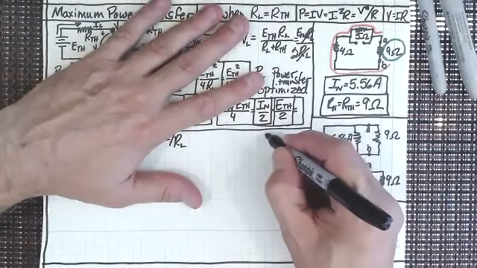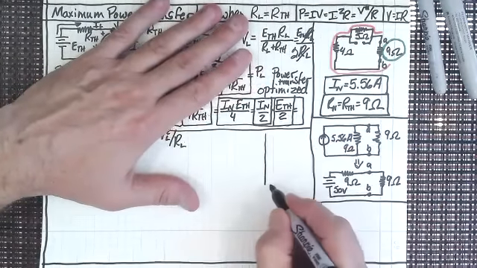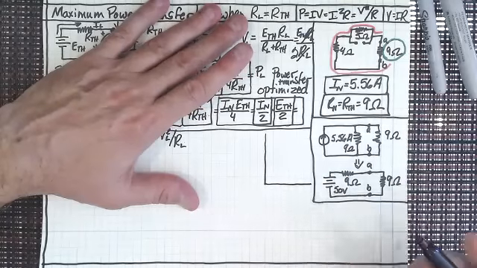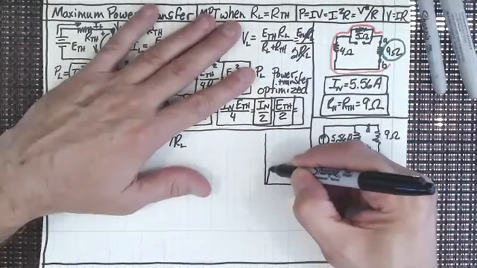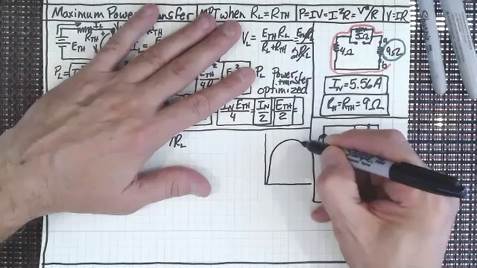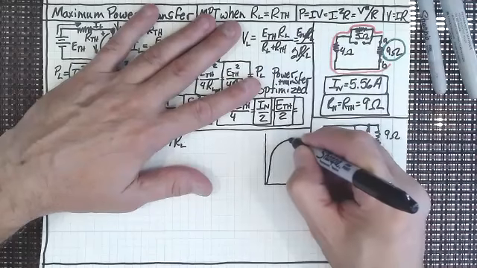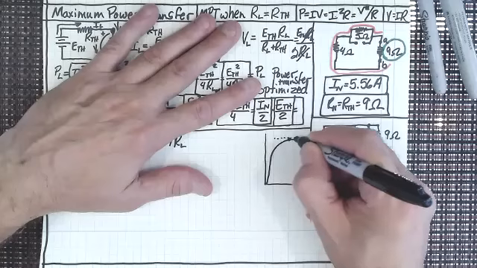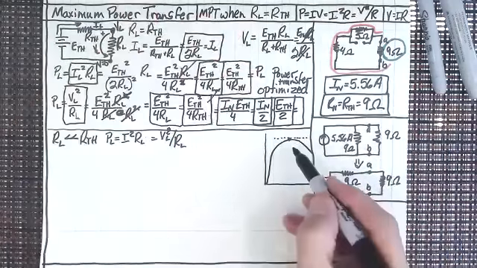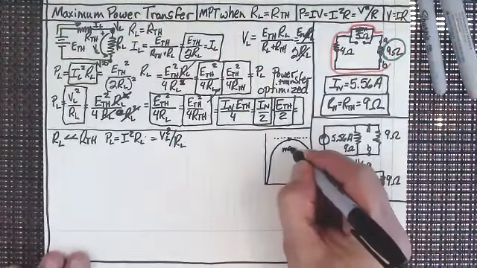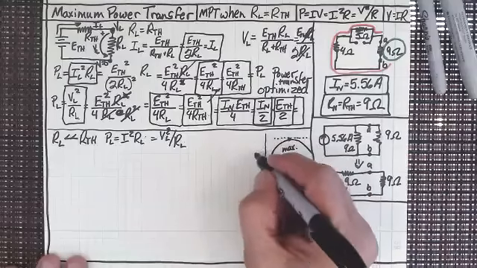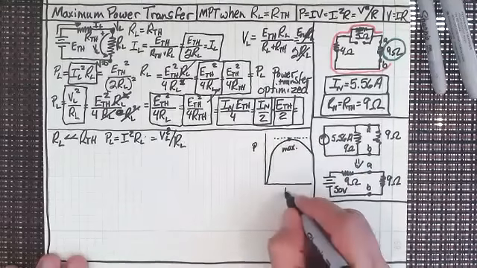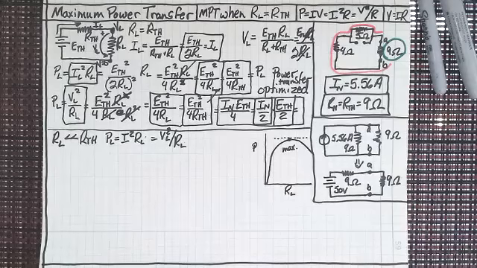In fact, what we're really looking at is this type of relationship. And what we want to find is that point right there. That's a maximum, isn't it? Or an optimum for that graph. So we're looking at power versus resistance. How do we find that?